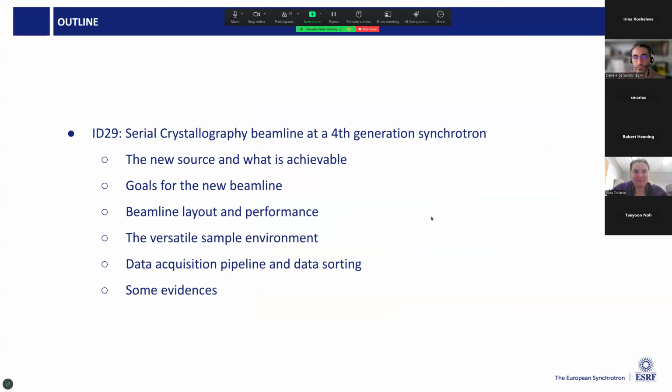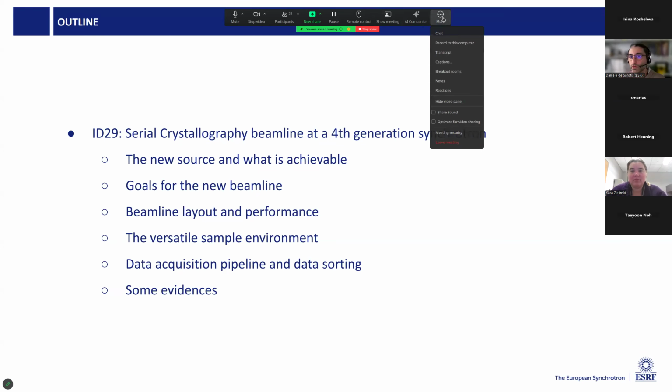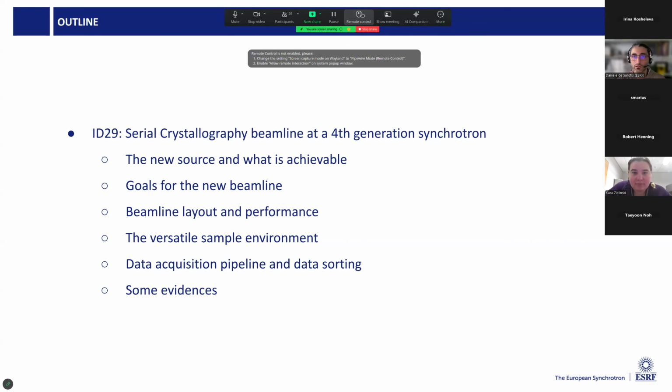So I'll give you a little bit of an overview of the design of the new D29, which has been specifically built to profit of the new fourth generation synchrotron source that has been built with the upgrade of the ESRF.